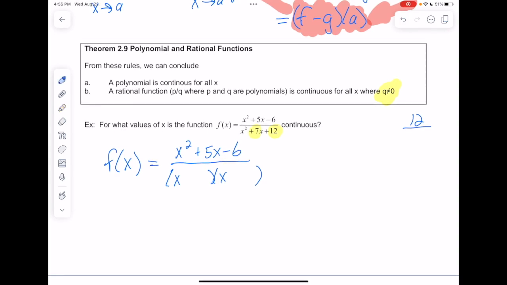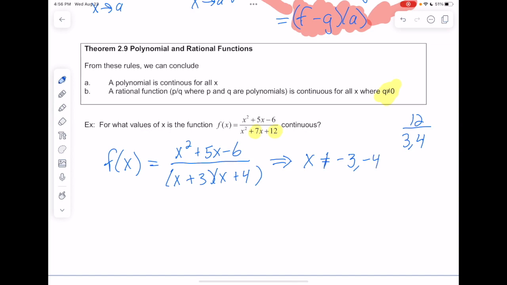So that would be positive 3 and positive 4. Those are the two numbers that we would use to fill in the blanks here. So we'd have plus 3 and plus 4. Now that we have that factored, we want to think about what values of that denominator would make the function undefined and therefore create a discontinuity. So x plus 3 would be 0 if x was equal to negative 3, and x plus 4 would be equal to 0 if x was equal to negative 4. So those are the two values that make the denominator 0.